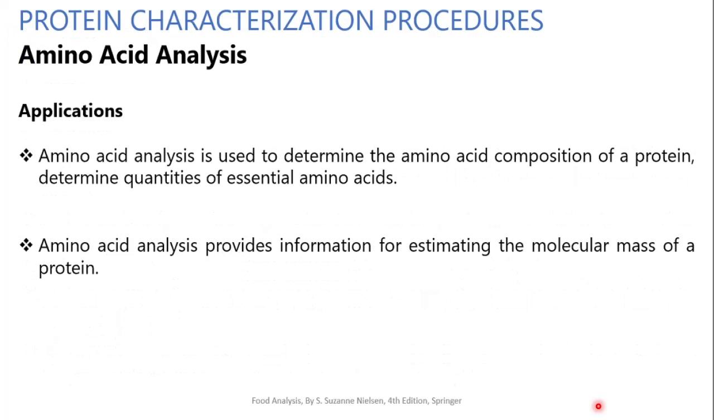So the amino acid analysis is used to determine the amino acid composition of protein, which determines the quantities of essential amino acids. There are various kinds of amino acids. Some are essential, some are not essential. So we have to know what are the essential amino acids present in the sample and how much quantity is present in that particular protein. The amino acid analysis also provides the information for estimating the molecular mass of the protein. From that we can find out the molar mass of the given bigger macromolecule, that is a protein.